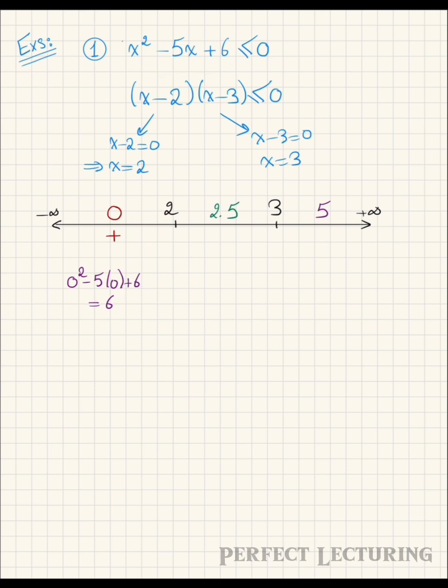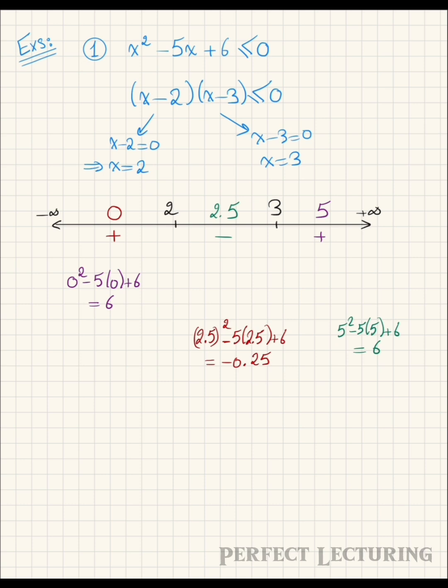Similarly, if I replace x by 2.5 in this expression, I will get 2.5 squared minus 5 times 2.5 plus 6, and the answer is -0.25. So that trinomial is negative in this region. Now we do the same thing for 5. So we have 5 squared minus 5 times 5 plus 6, and that is a 6. So the trinomial is positive here.